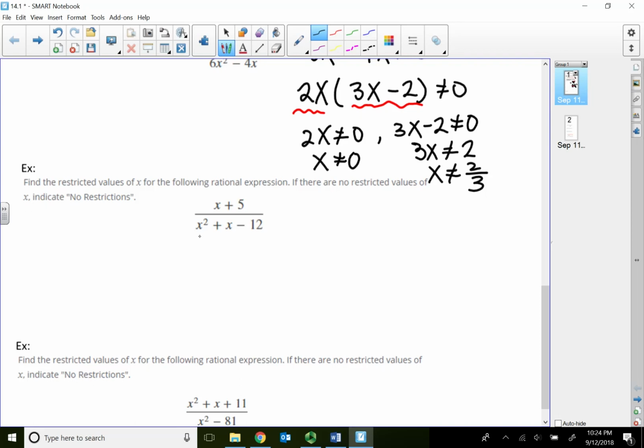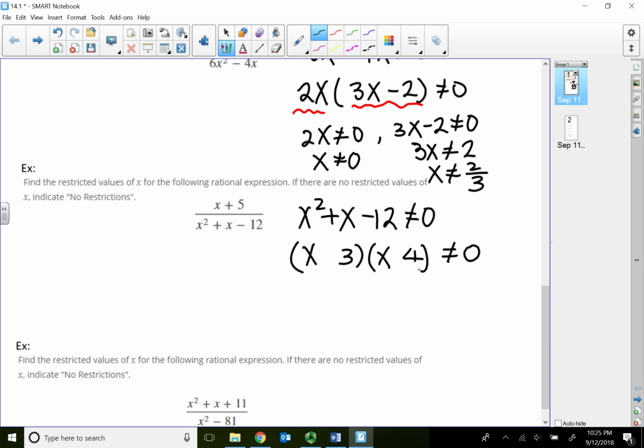All right, let's try another one. Again, set the denominator not equal to 0. So basically, I'm solving another quadratic equation. I know it's a quadratic equation because my exponent is to the second power. This is a regular trinomial, so let's factor this. As you can recall, when we factor a trinomial, find all the factors that make my first term, which is x and x. Then we find all the factors of my last term, 12. I'm going to use 3 and 4.